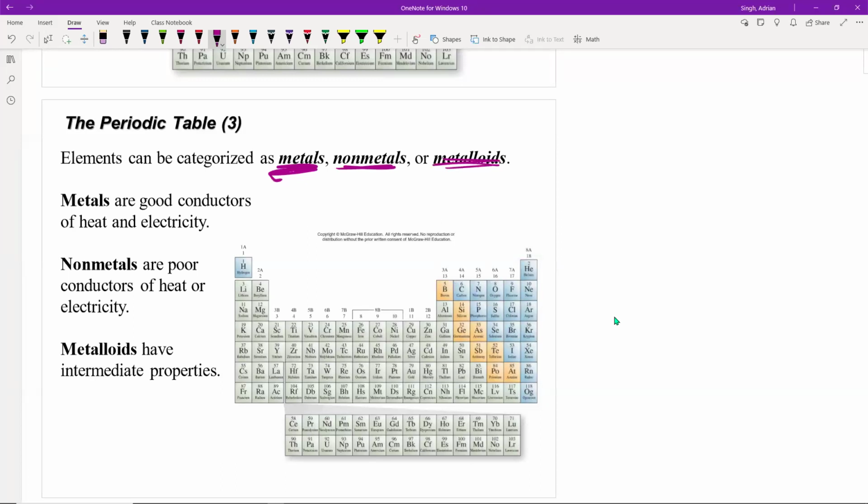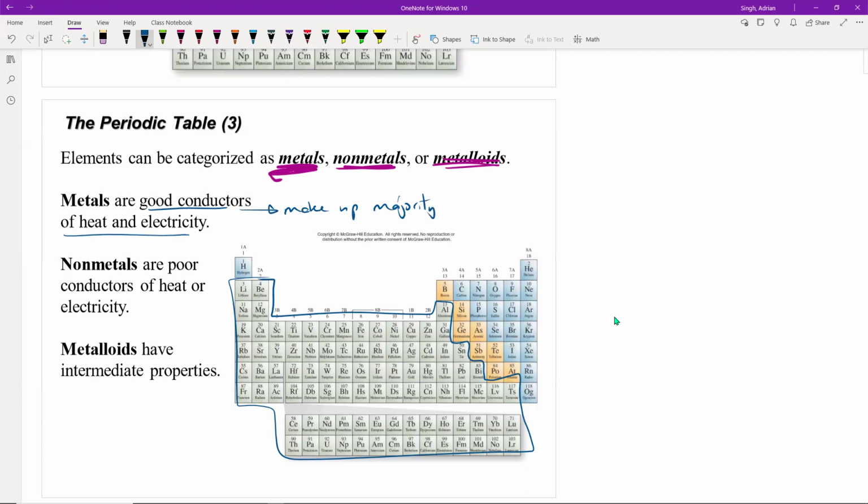Okay, so metals make up the vast majority of the elements on the periodic table, right? They're everything here highlighted in blue. And metals tend to be good conductors of heat and electricity, and they make up the majority of the periodic table. We'll abbreviate periodic table as PT from this point onwards. And metals are generally found on the left side of the periodic table.